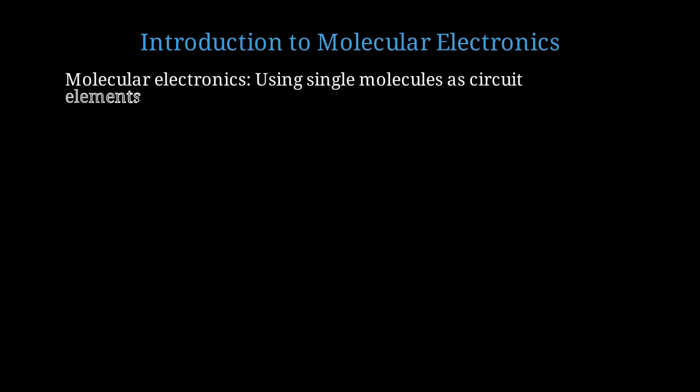Molecular electronics aims to use single molecules or small ensembles of molecules as the active elements in electronic devices. Imagine a transistor made from a single molecule. SAMs provide a beautifully controlled interface between molecules and metal electrodes, making them ideal platforms for molecular electronics research.